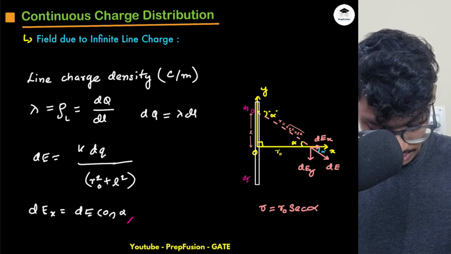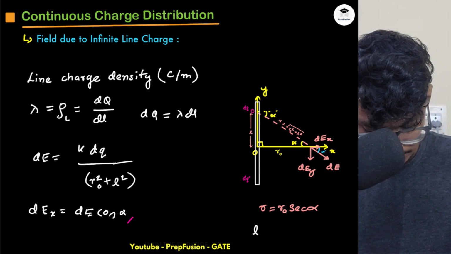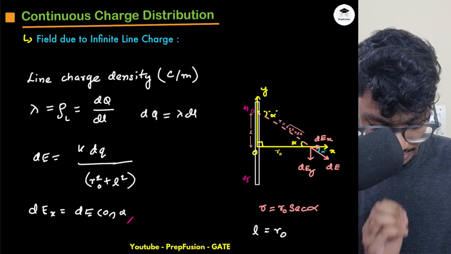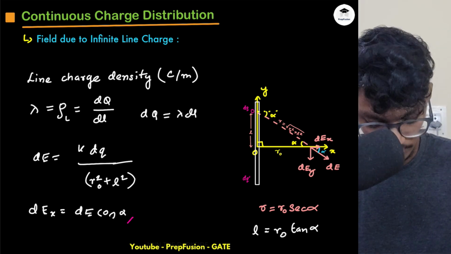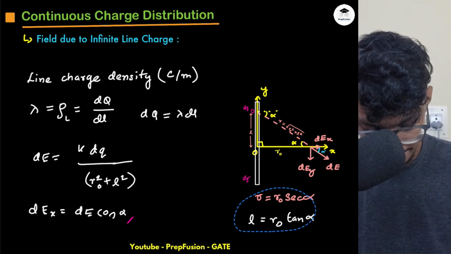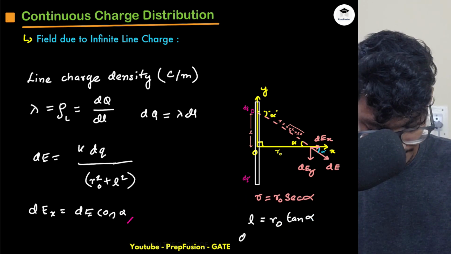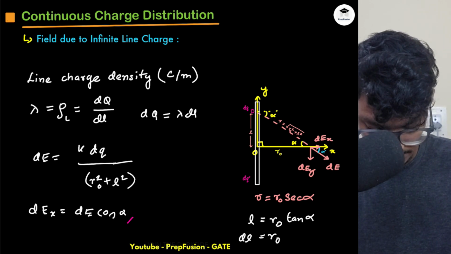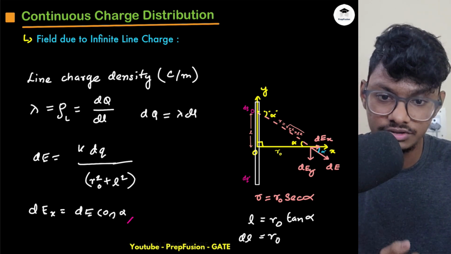One more thing I know is that l, I want to write everything in terms of r naught and alpha. L by r naught will be tan alpha, so l is equal to r naught tan alpha. So what will be dl? If I differentiate, r naught is constant, it doesn't matter. I want to differentiate with respect to alpha.